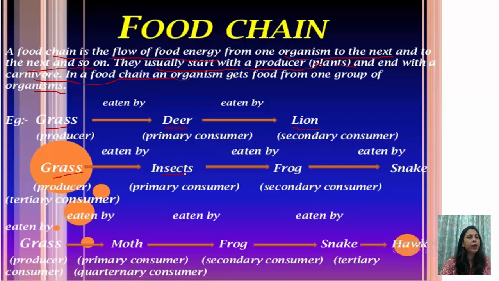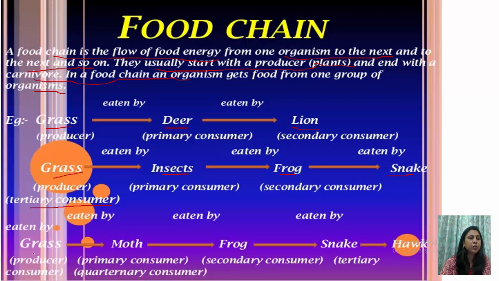Now in this food chain, grass is a producer. It is eaten up by insects, which are primary consumers. Insects are eaten up by the frog. They are the secondary consumers. And frogs in turn are eaten up by the snakes, which are the tertiary consumers.